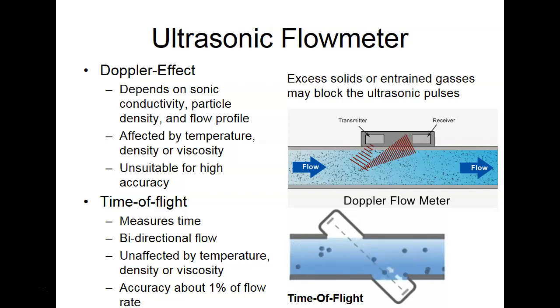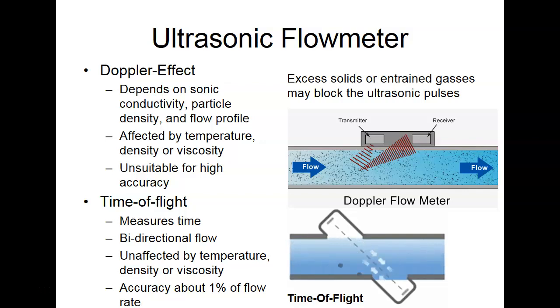Time of flight sensors are pretty accurate. They measure times, handle bidirectional flow, and don't depend on temperature, density, or viscosity. These are very accurate. You can tell them apart because the Doppler effect is looking for a shift in the reflection, right? And the time of flight is looking at how fast the signal goes out and how fast it comes back to you.